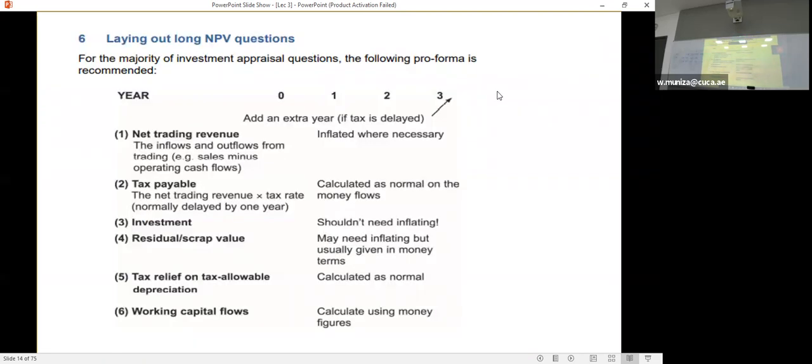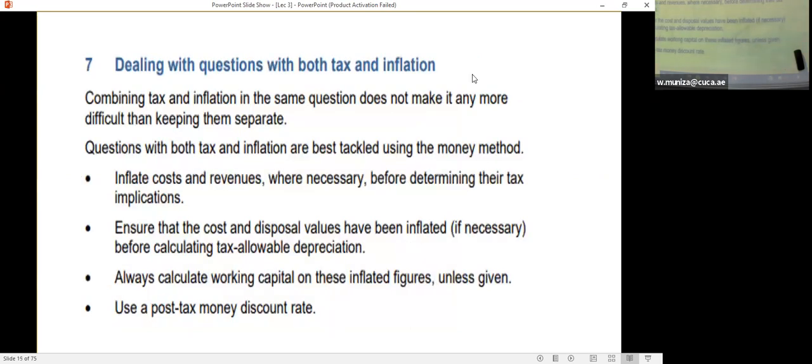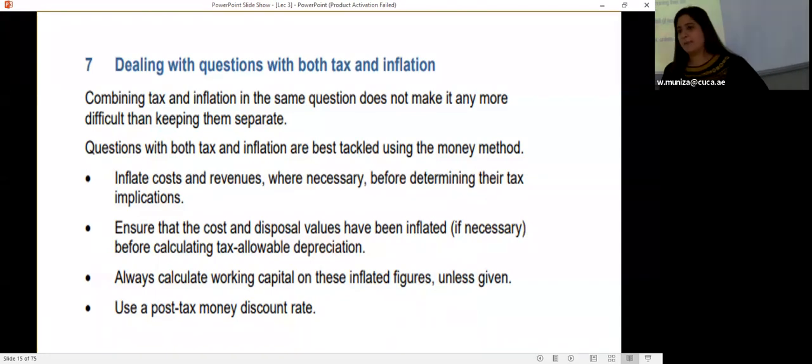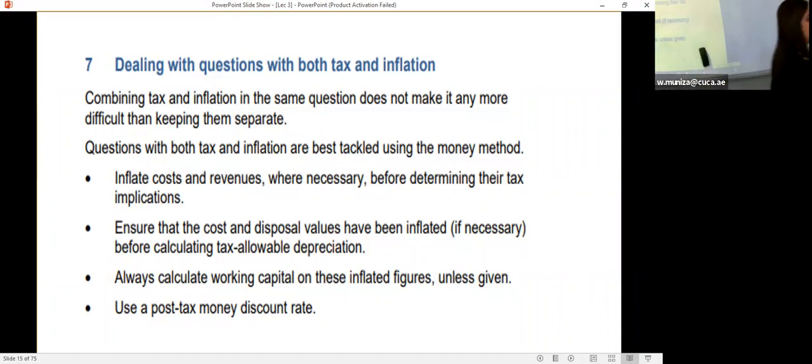Okay, now students, they are telling us, if you are encountering all of the things in your NPV calculation, how are you going to incorporate it? Because we have considered the tax payable, investment, residual values, tax relief on the tax allowable depreciation and working capital to be incorporated. So this is the format you can apply in your questions, because in the exam questions, you can consider all of the things coming in the same scenario. Working capital also, tax relief also, tax allowable depreciation also. So we're here dealing with the questions. What is this?